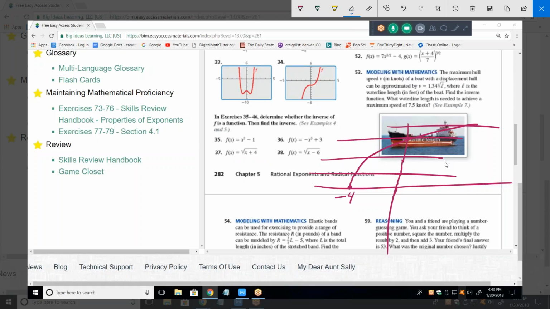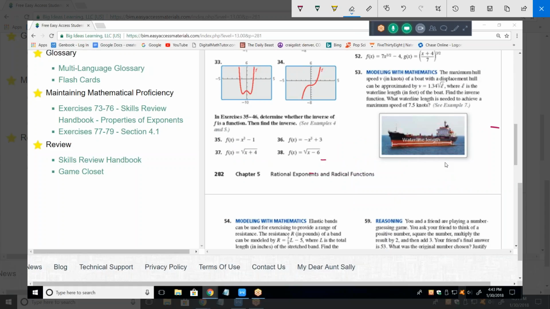Okay, so let's figure out what it is. We've answered everything except what is the inverse. So, number 37. Line for line, read it. So y equals the square root of x plus 4. Okay. And then x equals the square root of y plus 4. Okay. Remember, you're solving for y. What is the next step?